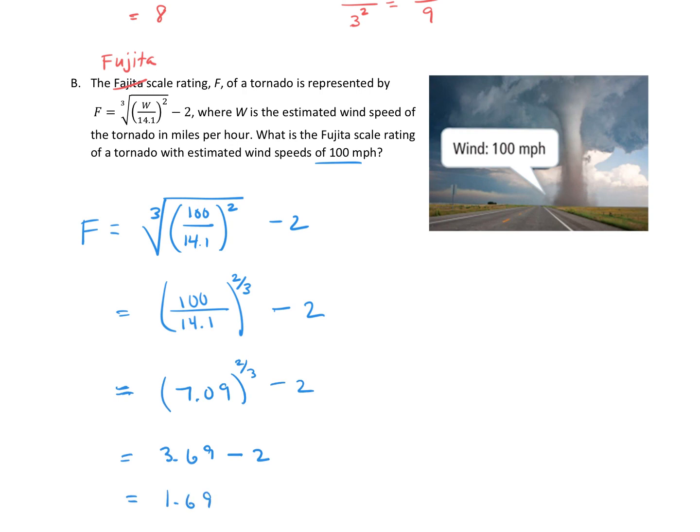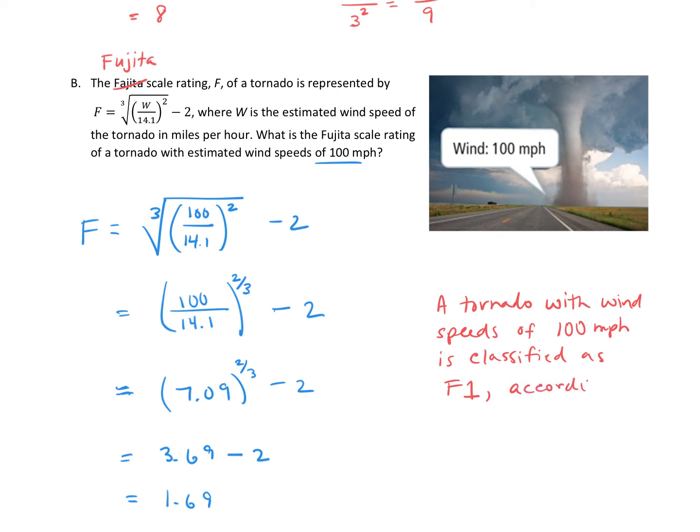So to answer the question, a tornado with wind speeds of 100 miles per hour is classified as F1 because of the 1.69 according to the Fujita scale.